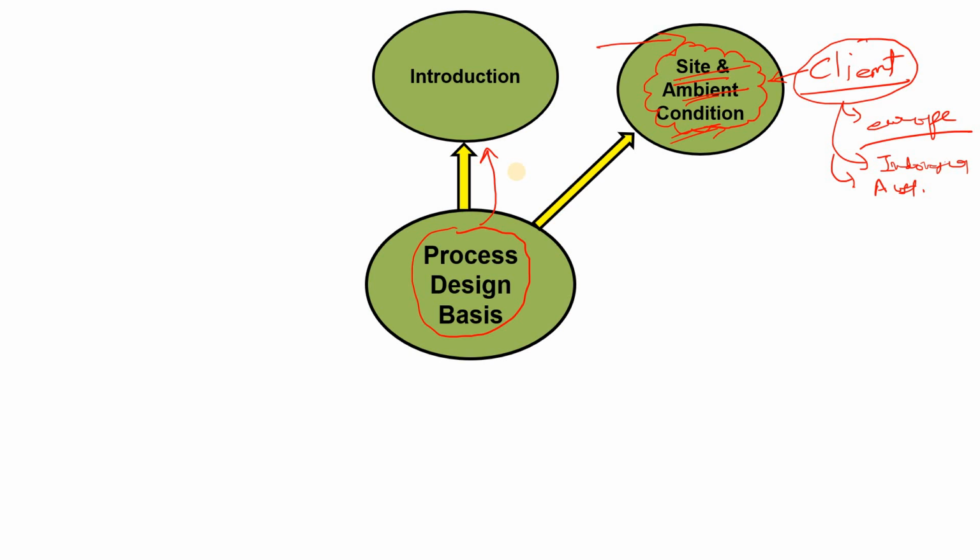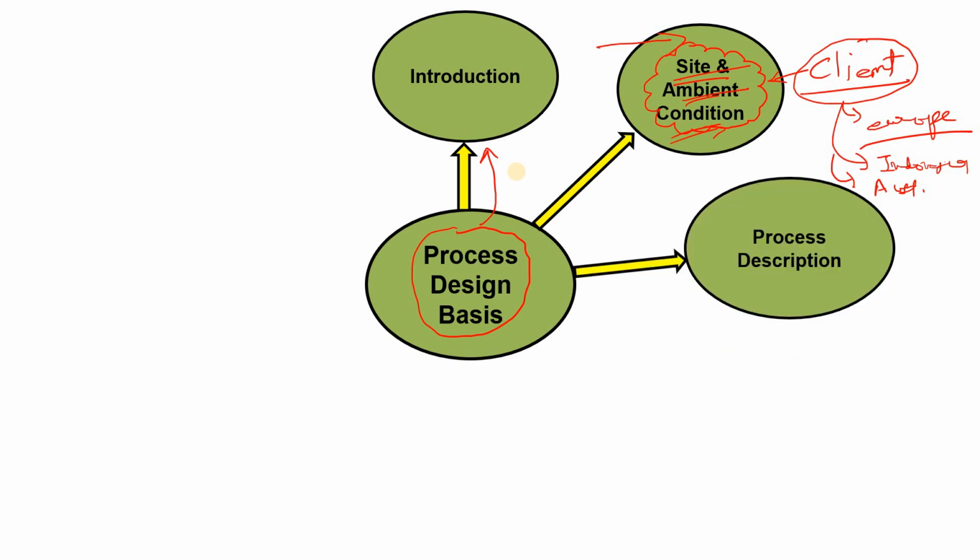Now the next information which we provide in the process design basis is your process description. So what do we provide in the process description? Basically, on which principle your plant is going to run and what sections are there, that mainly we provide in the process description. So briefly you will describe your process.